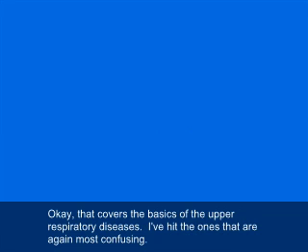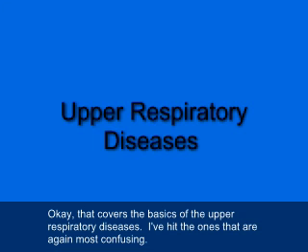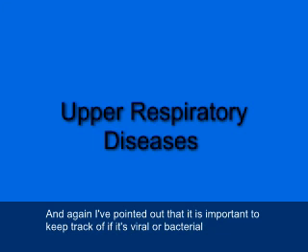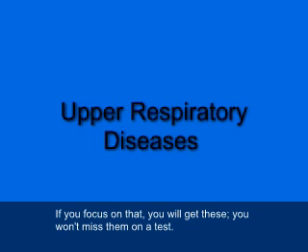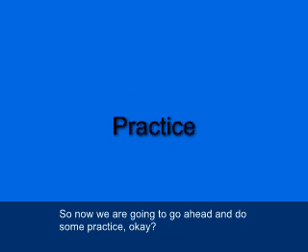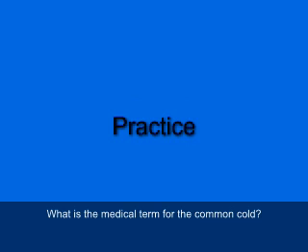Okay, that covers the basics of the upper respiratory diseases. I've hit the ones that, again, are most confusing. And again, I pointed out it's important to keep track whether it's viral or bacterial, and also what is the defining characteristic of the disease in terms of what does it do to you. Okay, if you focus on that, you'll get these, you won't miss them on a test. So now we're going to go ahead and do some practice, okay?